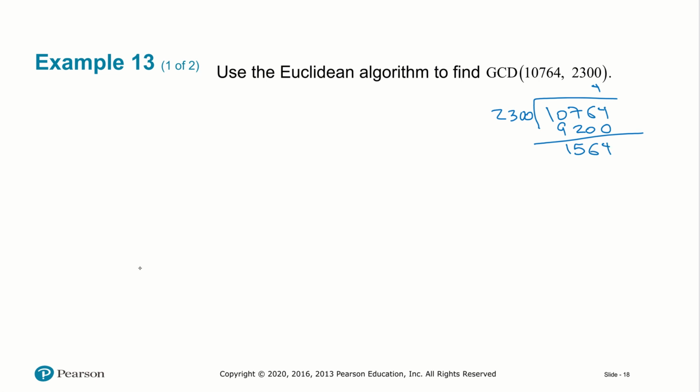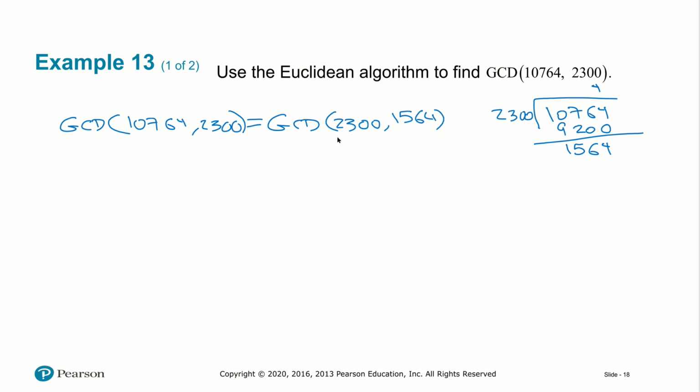So now we know that the GCD of the two numbers 10,764 and 2,300 is going to be the same as the GCD of the remainder and the smaller of those two numbers. And I will go ahead and write the divisor, which is larger now, and then I'll write the 1,564. All right, so now we need to repeat the procedure, right, with these two numbers now.